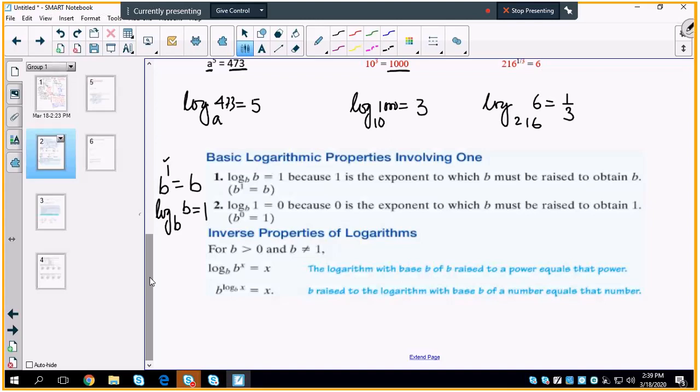Similarly, think about b to the power 0. For exponential function, this is always 1. Change it to logarithmic function. So log, base is b, output of the exponential function is 1, so input of the logarithmic function is 1. Input of the exponential function is 0, so output of the logarithmic function is 0. So log of 1 to the base b is always 0. Doesn't matter what the base is. As long as I'm taking log of 1, the answer is always 0.